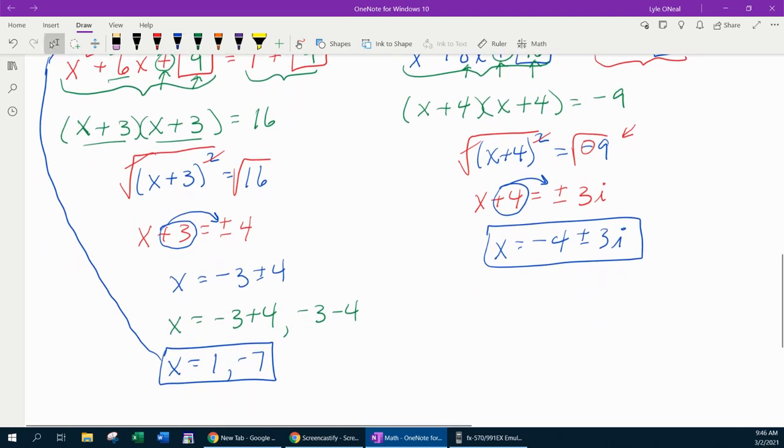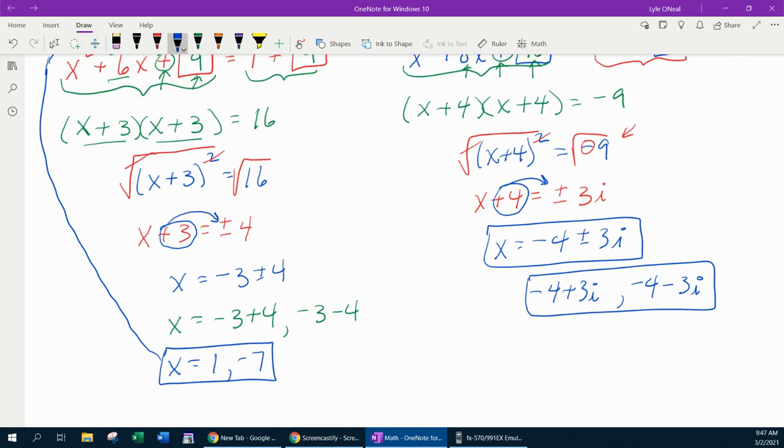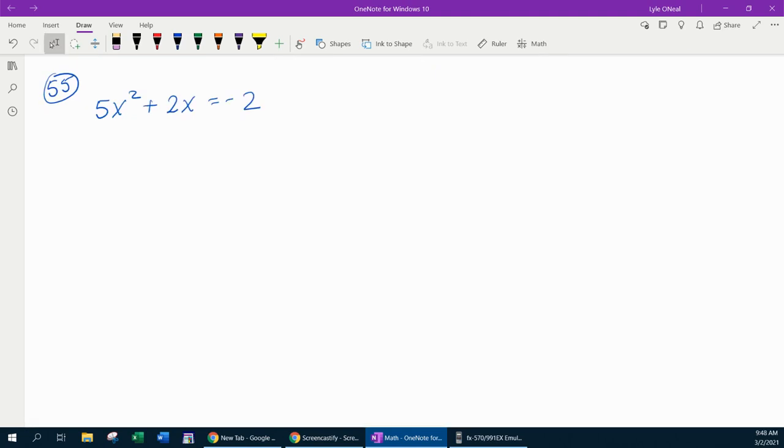Now, if they need you to write the two solutions separately, by the way, there are two solutions here. Those complex solutions would be negative 4 plus 3i and negative 4 minus 3i. So those are the complex solutions written separately if you need them. Next, number 55. The instructions say solve using the quadratic formula.